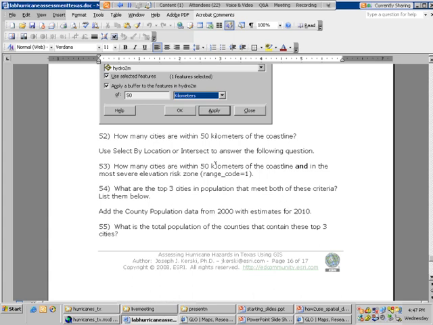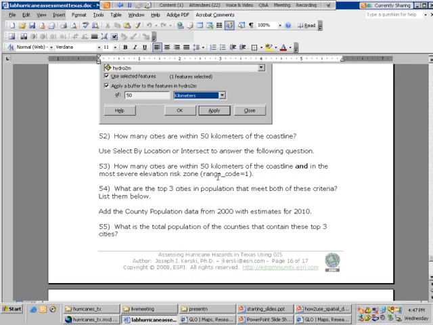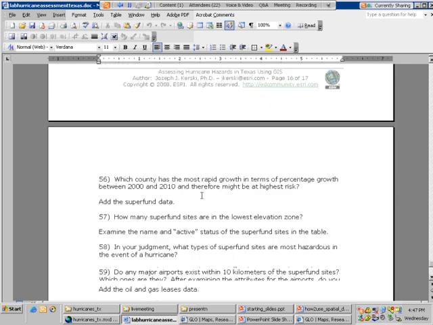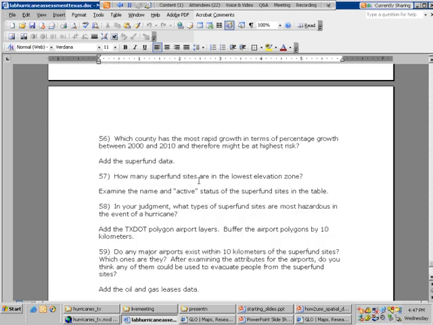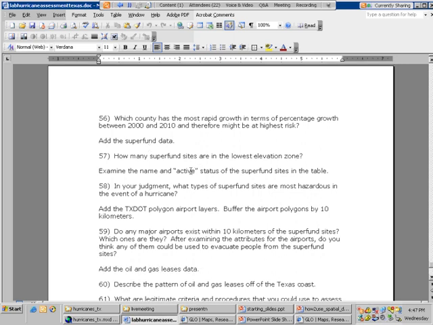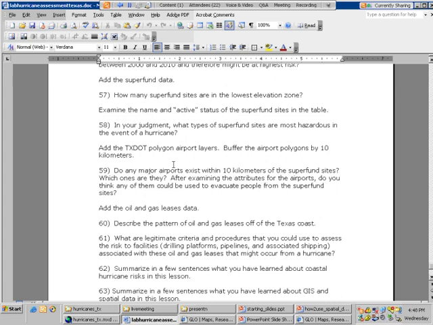Then they're going to select by location to answer the following question. Okay, how many cities are within 50 kilometers of the shore of the coastline and in the most severe elevation risk zone? What are the top three cities in population that meet both of these criteria? List them below. Then they look at some county level data, and they look at the fact that not all counties are created equal. And then finally, they go down and they add the Superfund data, and then figure out how many Superfund sites are in the lowest elevation zone.